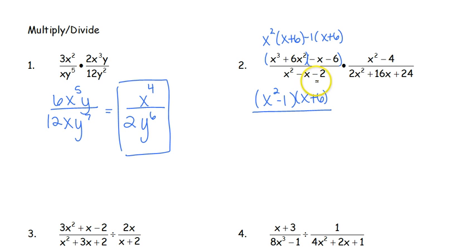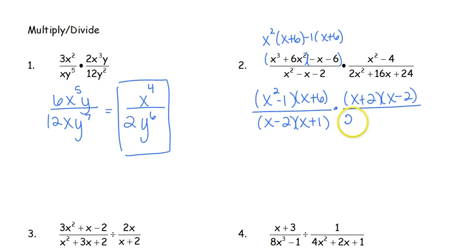On the bottom, regular factoring. 2 numbers that multiply to a -2 and add to a -1. That's x minus 2, x plus 1. We're multiplying that by x squared minus 4. That's the difference of 2 squares. X plus 2 and x minus 2 as our 2 factors.